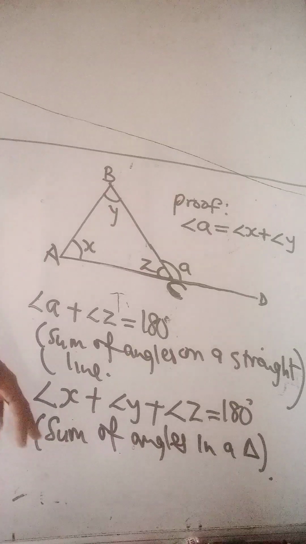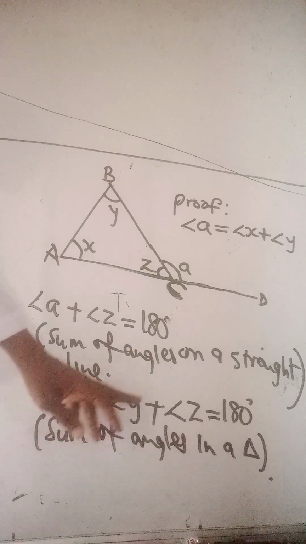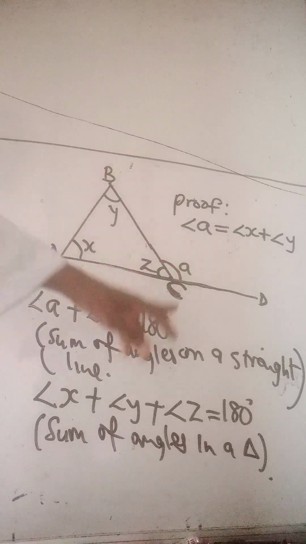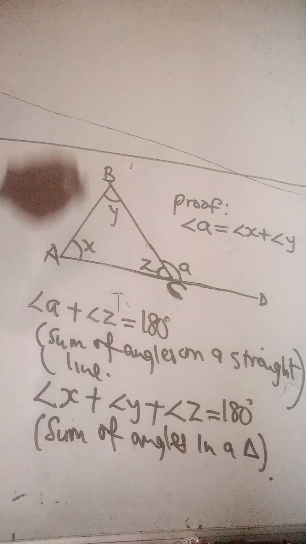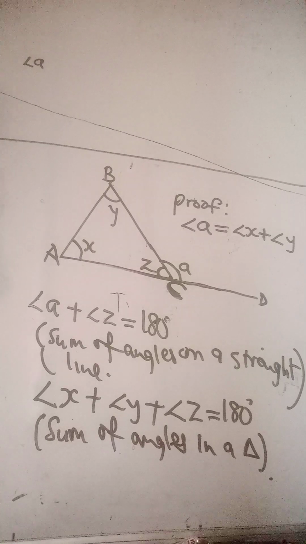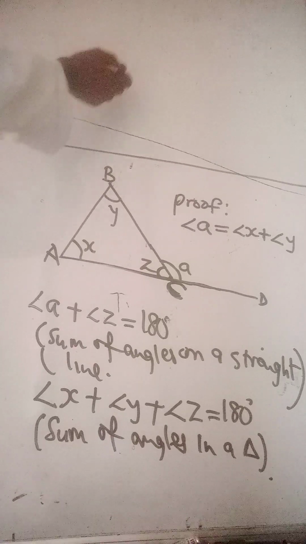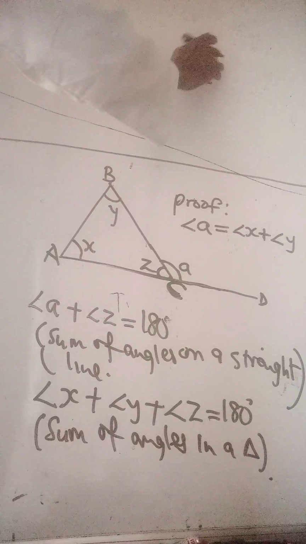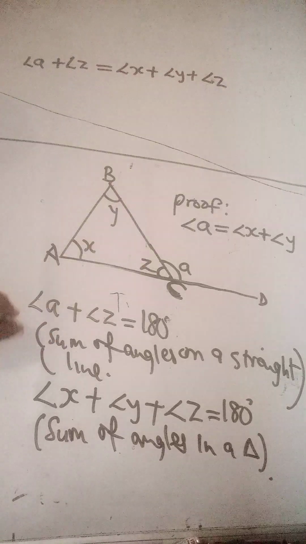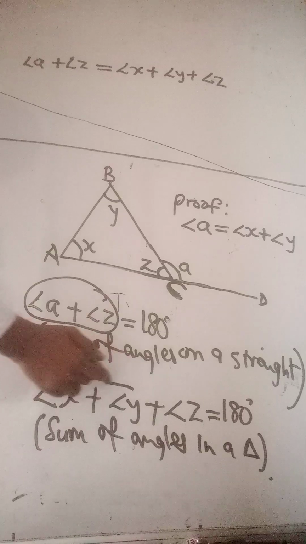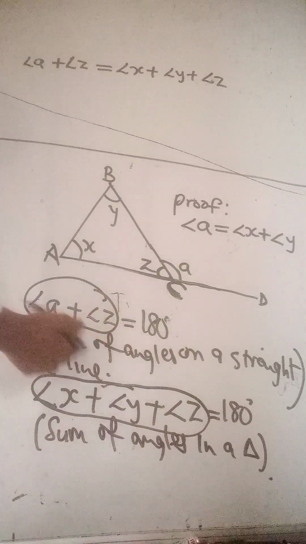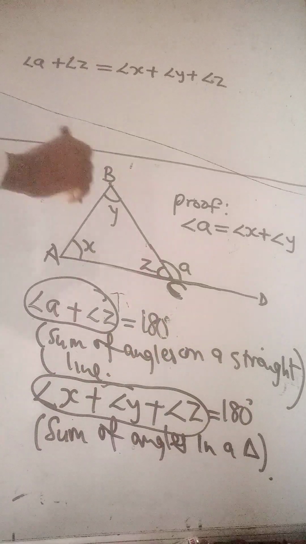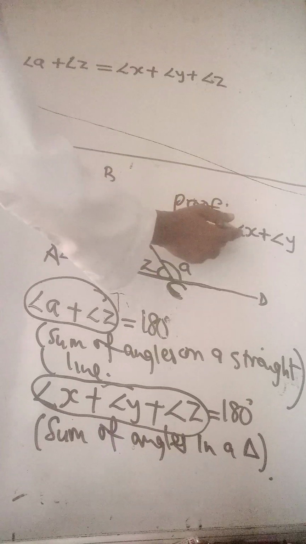Now, since addition of angle X, angle Y, and angle Z gives us 180, and addition of angle A and angle Z also give us 180, that means it is not wrong if we say angle A plus angle Z equals to angle X plus angle Y plus angle Z. That is, this equals to this. Why? Both of them are equals to what? 180.